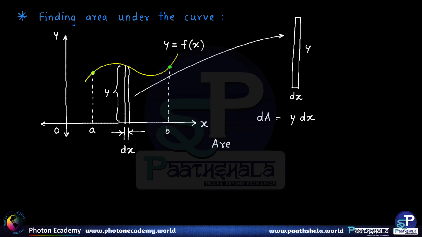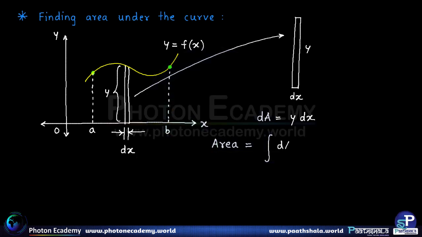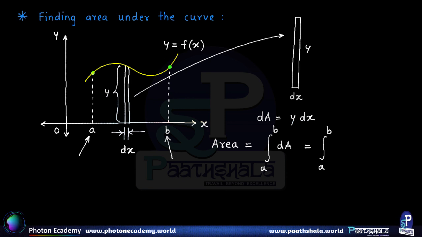So the area is given by the integration of the small areas, right? And the integration is to be done between the limits a and b, isn't it? Because we want to find the area only between these limits. So it turns out to be the integral from a to b, and dA is nothing but y dx.